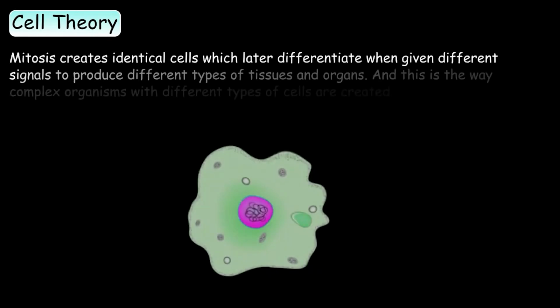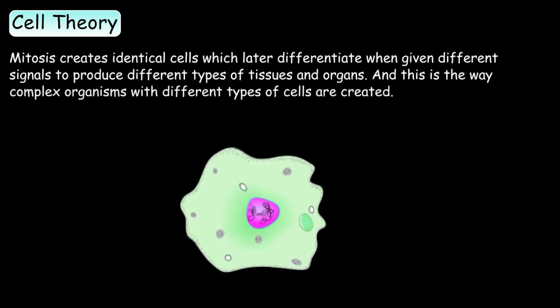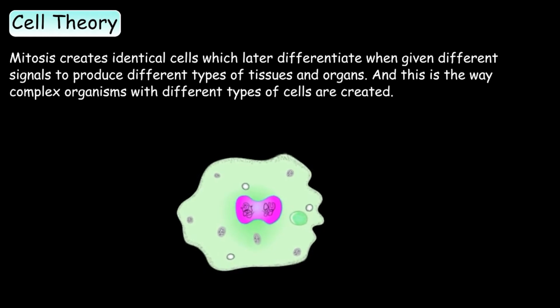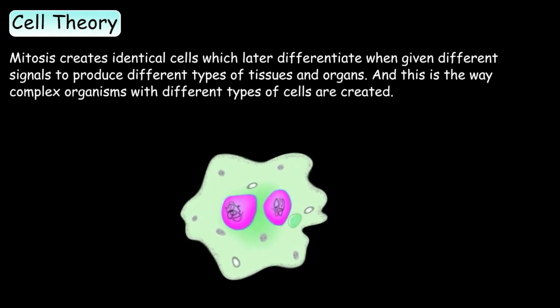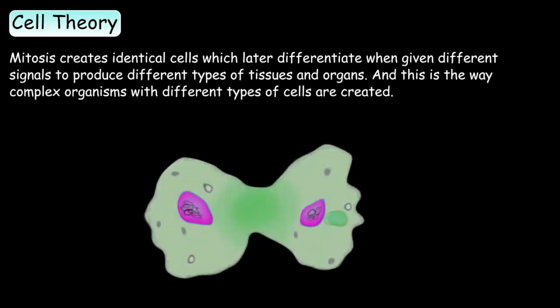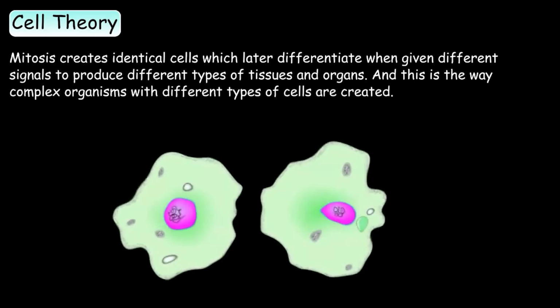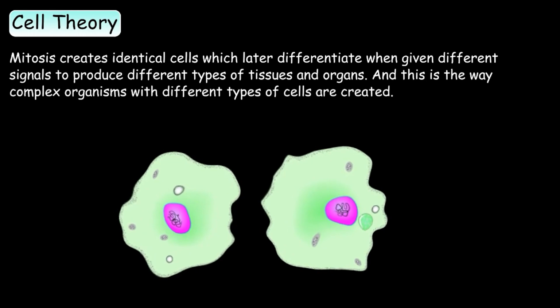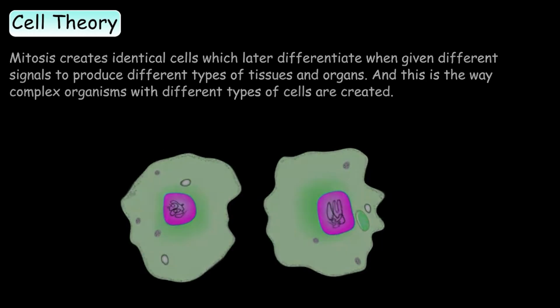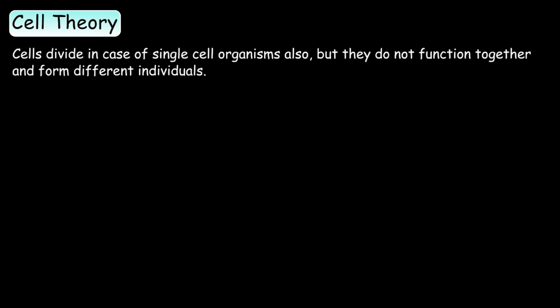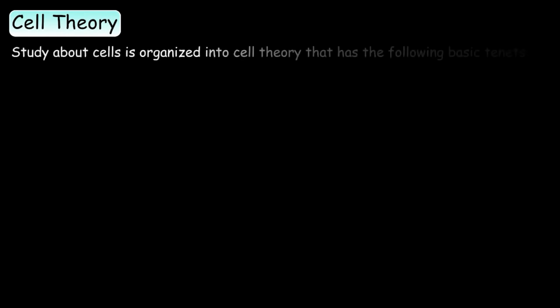Mitosis creates identical cells, which later differentiate when given different signals to produce different types of tissues and organs. And this is the way complex organisms with different types of cells are created. Cells divide in the case of a single cell organism too, but they do not function together and form different individuals. So, the study of cells is very complex, and it is organized into cell theory that has the following basic tenets.